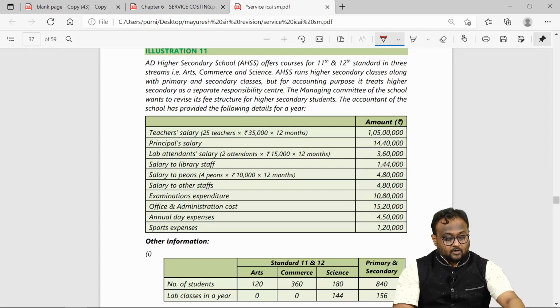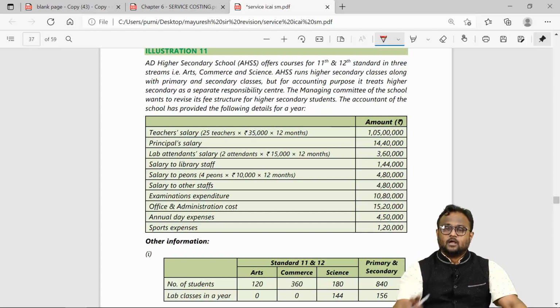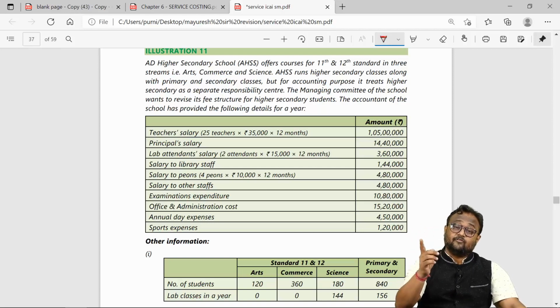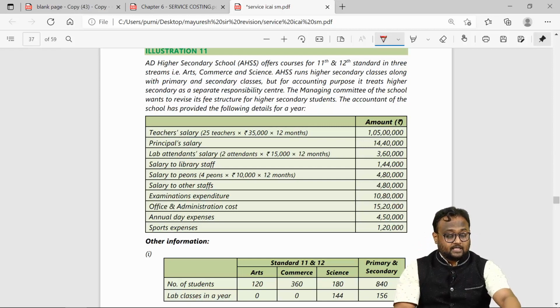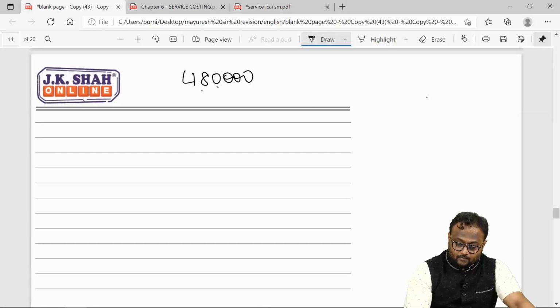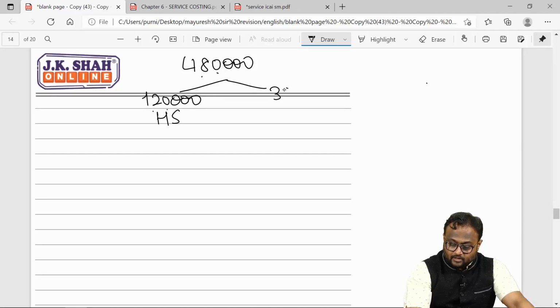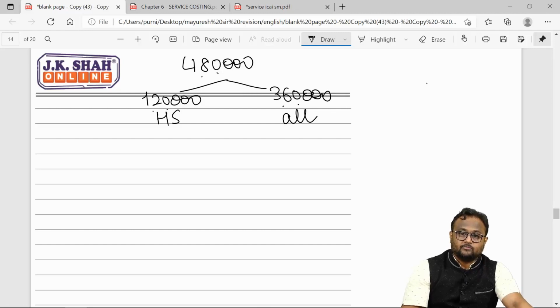Apart from that, of the other peons, out of 4, one is completely dedicated to arts, science, commerce. The other 3 are covering all. Even these people are giving 15% services here. So out of 4,80,000, a peon getting a salary of 1,20,000 is for higher secondary. That means the peons getting a salary of 3,60,000 will be working in all streams.